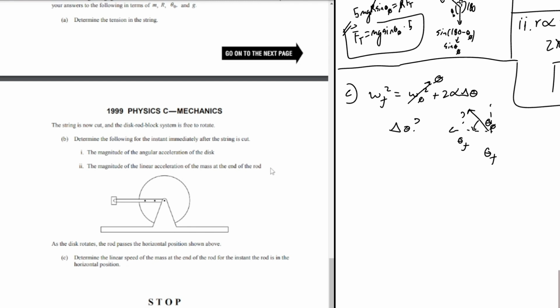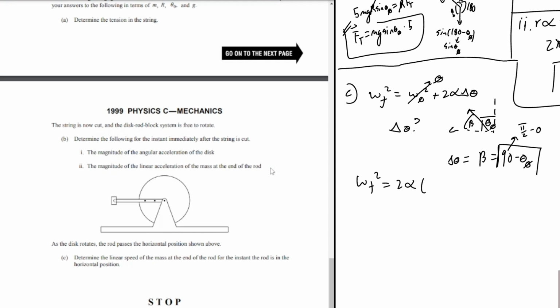So what's that angle? Well, I should really write a different angle. So we'll write beta. That angle beta is equal to, because this is a 90-degree angle, 90 minus theta naught. That's what it rotates through, right? So beta is the angle, which is delta theta. Beta equals delta theta, which is equal to 90 minus theta naught. So we're going to say omega final squared equals 2 alpha. And 90 in radians, we have to use radians because that's how all of rotation occurs. We're going to say pi over 2 minus theta naught.